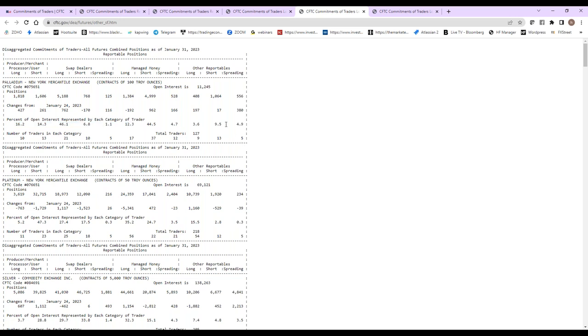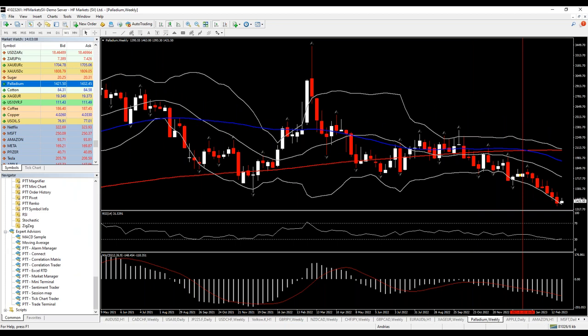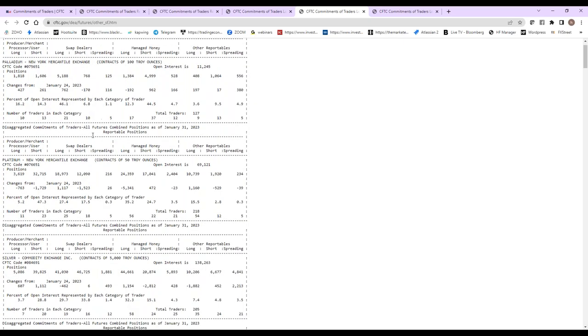So what that tells us is that there is some change in the interest, but it's not in agreement with the existing downtrend. So it's something that you should ignore. Let's move on to the next.